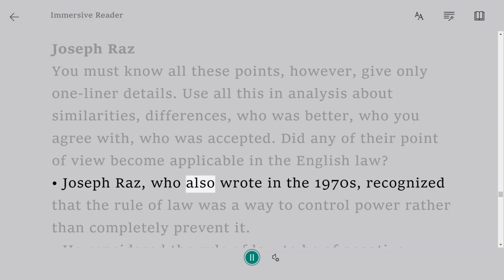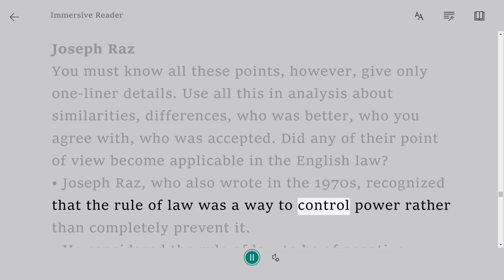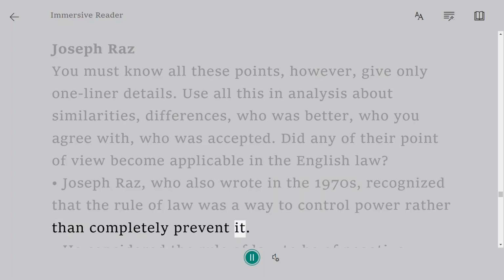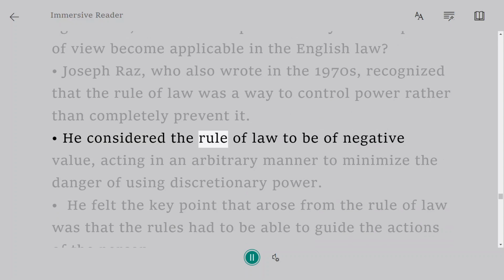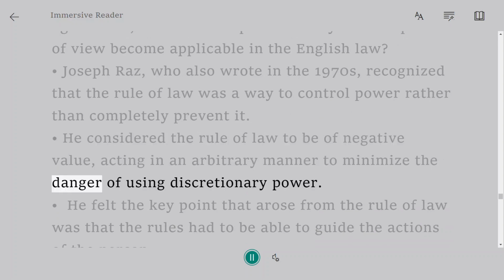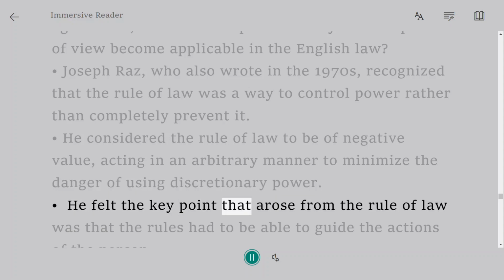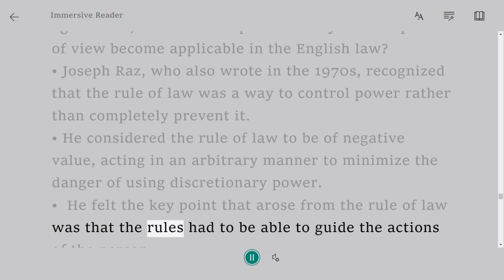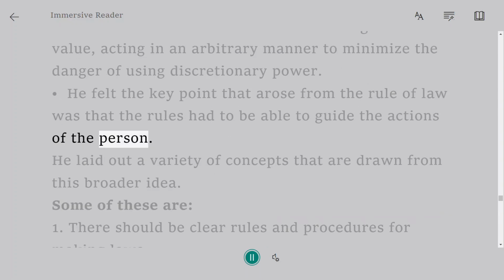Joseph Raz, who also wrote in the 1970s, recognized that the rule of law was a way to control power rather than completely prevent it. He considered the rule of law to be of negative value, acting in an arbitrary manner to minimize the danger of using discretionary power. He felt the key point that arose from the rule of law was that the rules had to be able to guide the actions of the person.